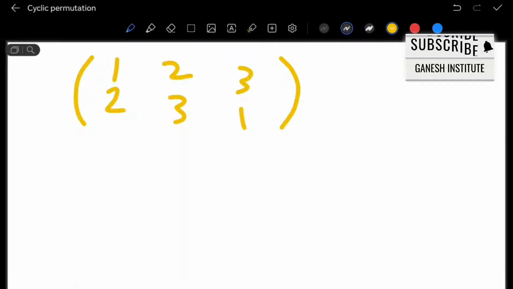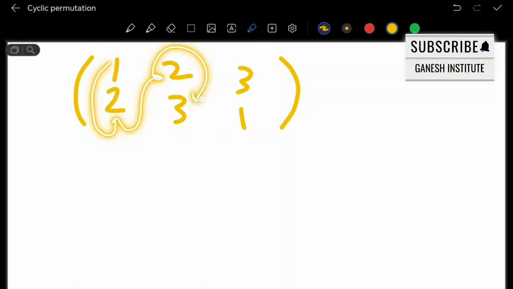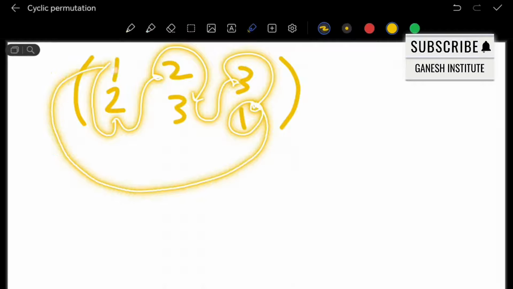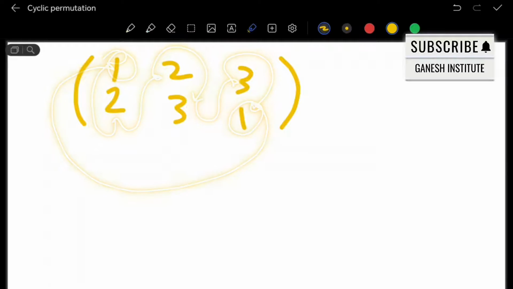So here is an example. Can you see that here 1 is connected to 2, and then 2 is connected to 3, and then 3 is connected to 1, which is again this bit? So can't you see that this is forming a cycle? This is forming a cycle, so we can call it a cyclic permutation.